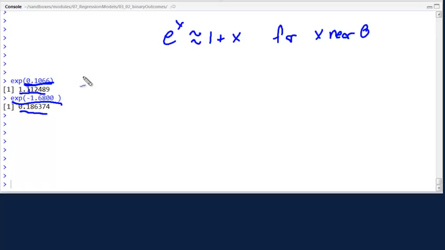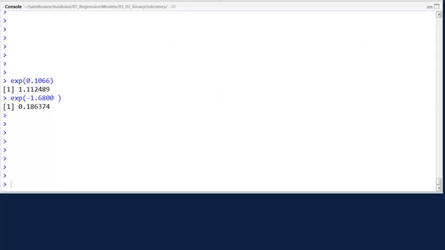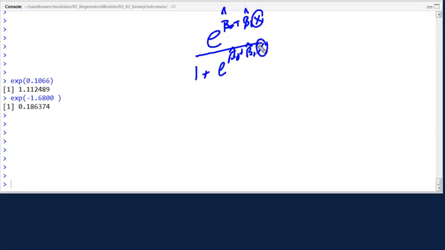And then if you want to get a specific probability for a specific combination of covariates, you have to do e to the beta naught hat plus beta 1 hat x, divided by 1 plus e to the beta naught hat plus beta 1 hat x. If you plug in x there, that would give you the estimate of the probability rather than the odds. But if you just exponentiate, you get the odds.